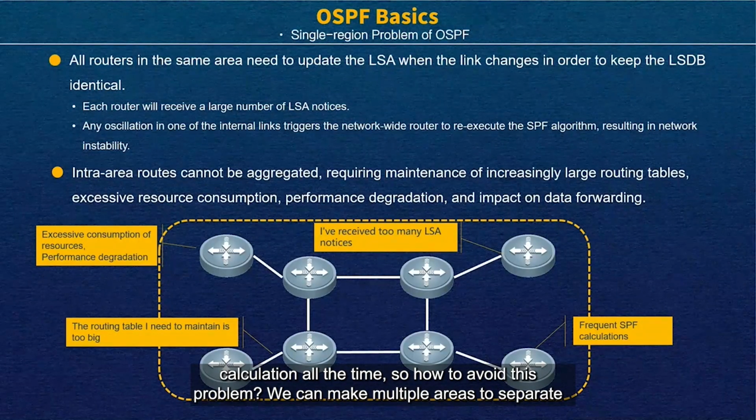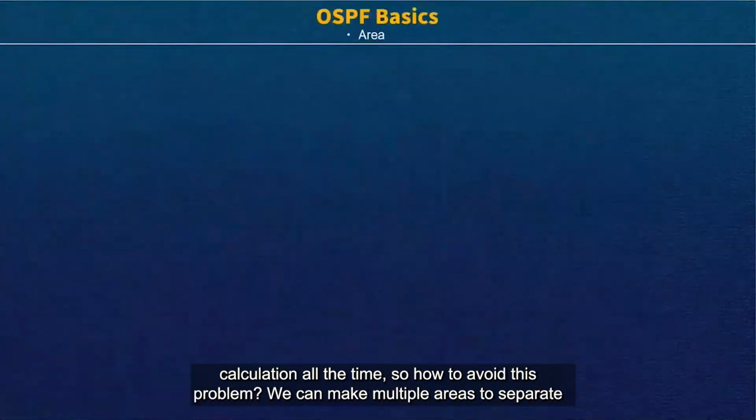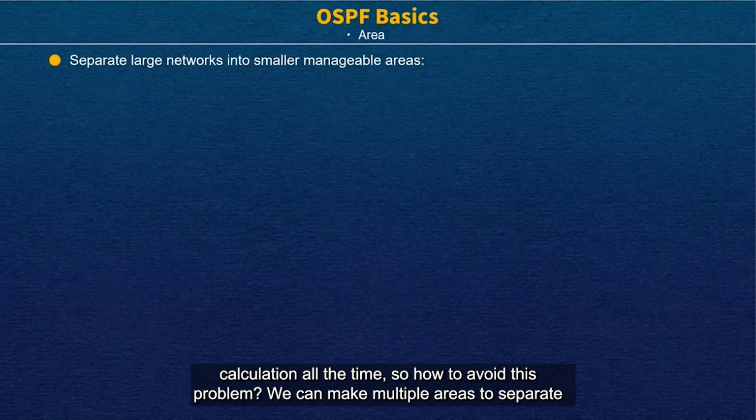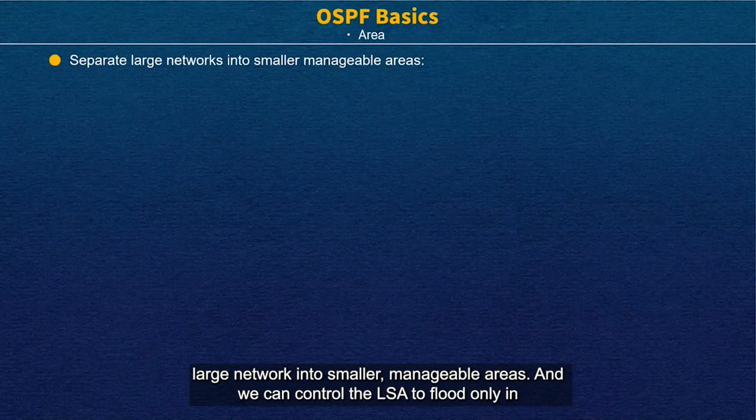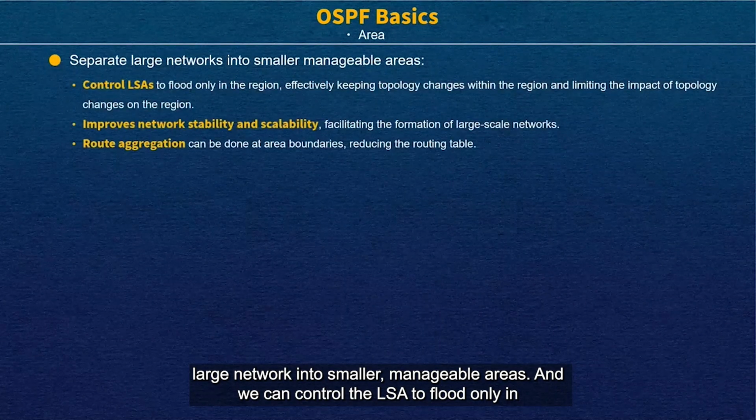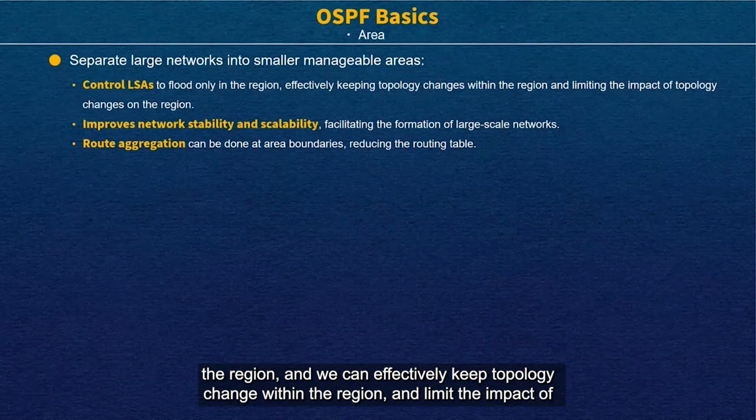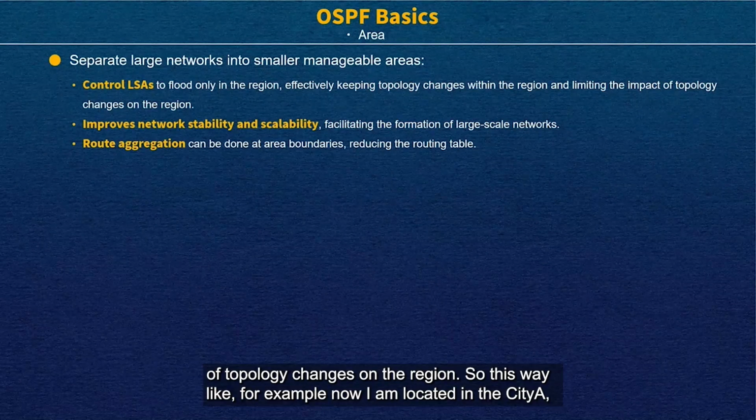So how to avoid this problem? We can make multiple areas to separate a large network into smaller, manageable areas. And we can control the LSA to flood only in the region, and we can effectively keep topology changes within the region and limit the impact of topology changes to the region.